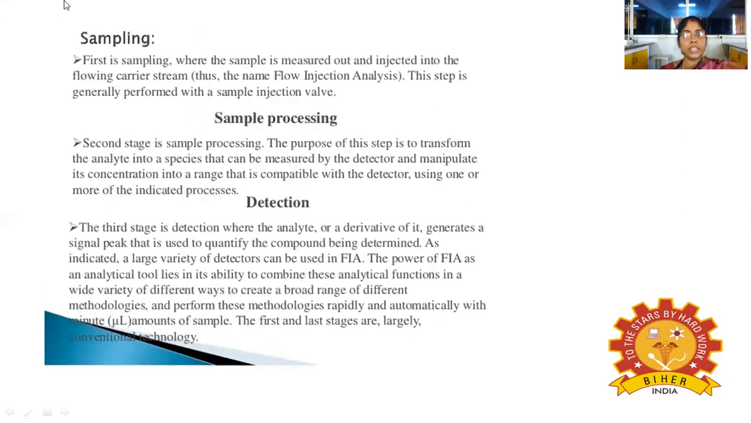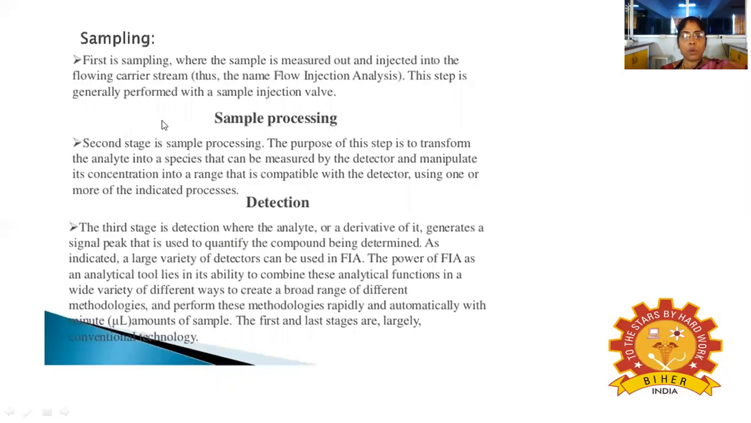So in this case, what are the various steps for preparing your setup or the instrumentation of an FIA? The first is your sampling. When we talk about sampling, the sample, that is the analyte, is measured and injected into the carrier stream for detection in chemical analysis. This can be done with the help of a sample injection board.